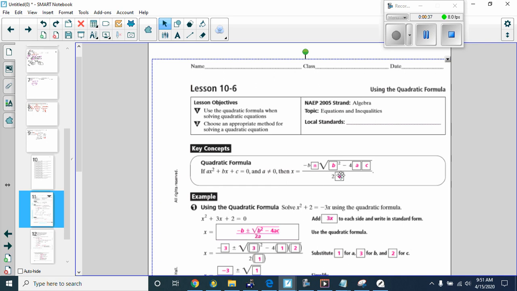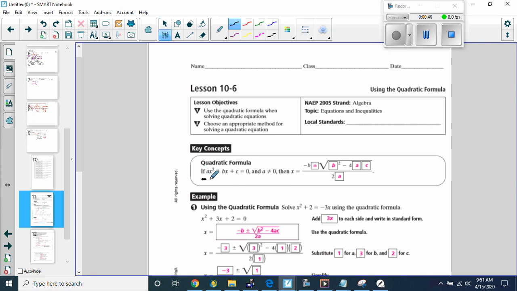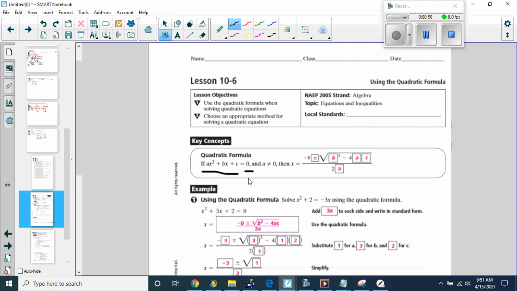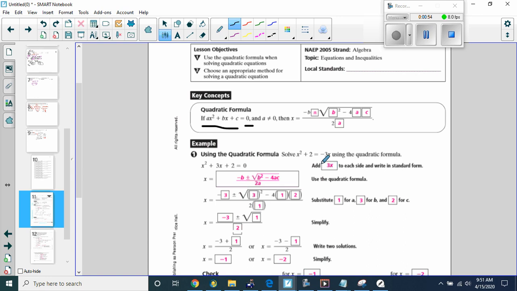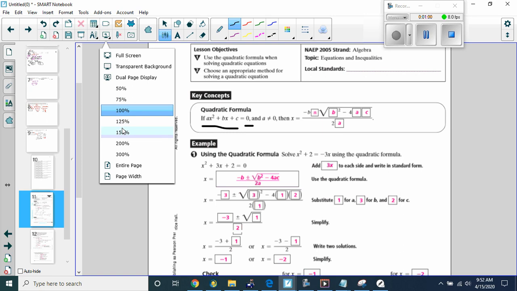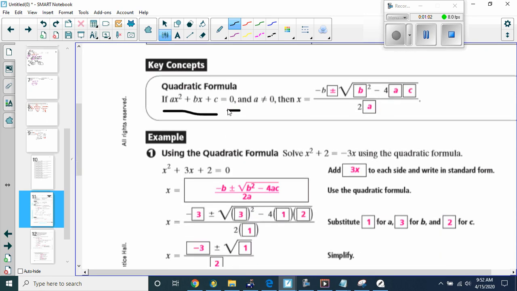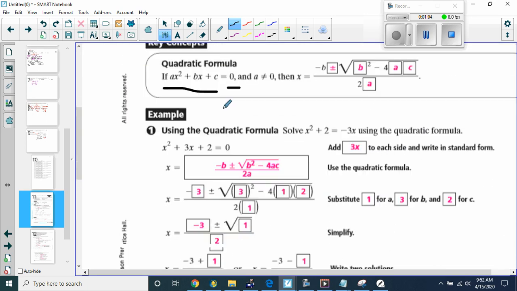Some people like to use this formula for everything, and you can do that as long as you are in standard form. So you have to have everything on one side equal to 0, and you're going to figure out what a, b, and c are. So if we look at this question here, everything is not on one side. So we do have to move things around first before we can use the quadratic formula.